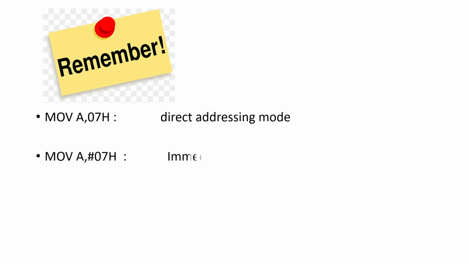Remember one thing: if only a number is present in the instruction, then it is direct addressing mode. But if the number is preceded by a hash, then it is immediate addressing mode.